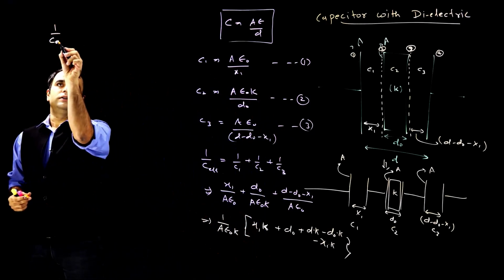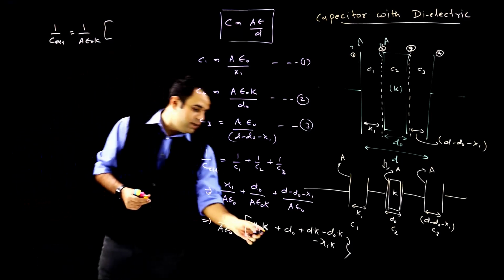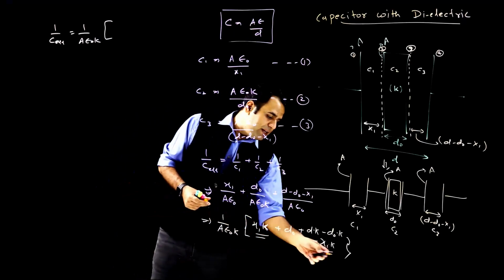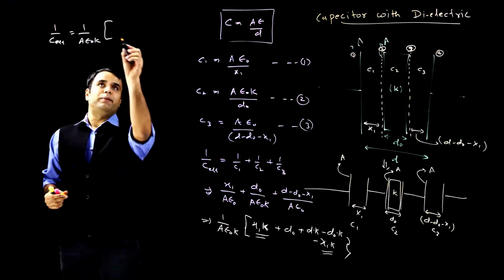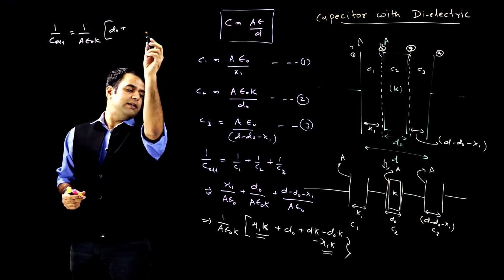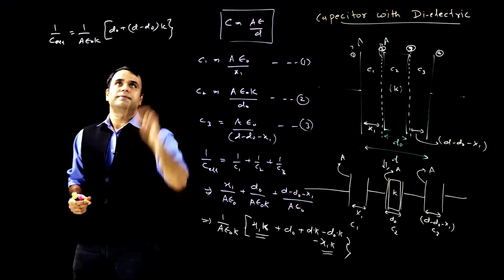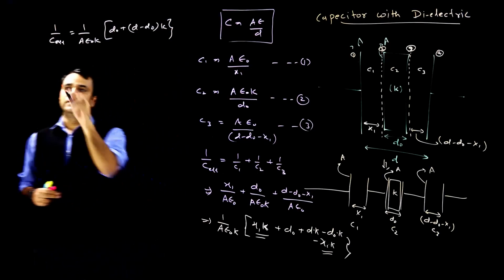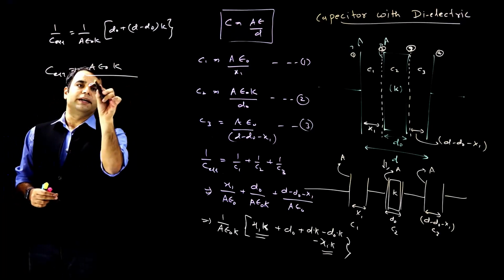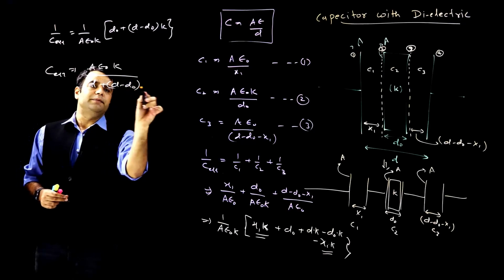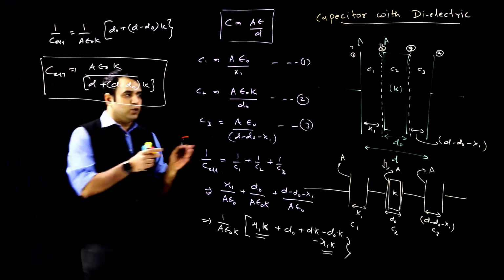So 1 upon C effective will become 1 upon A epsilon naught K times the bracket. Now you see x1 times K here as well as x1 times K, one positive and one negative, so they cancel. That will become D0 plus, taking K common, D minus D0 times K. So C effective will be A epsilon naught K divided by D0 plus D minus D0 times K. That becomes the effective capacitance of this whole system.